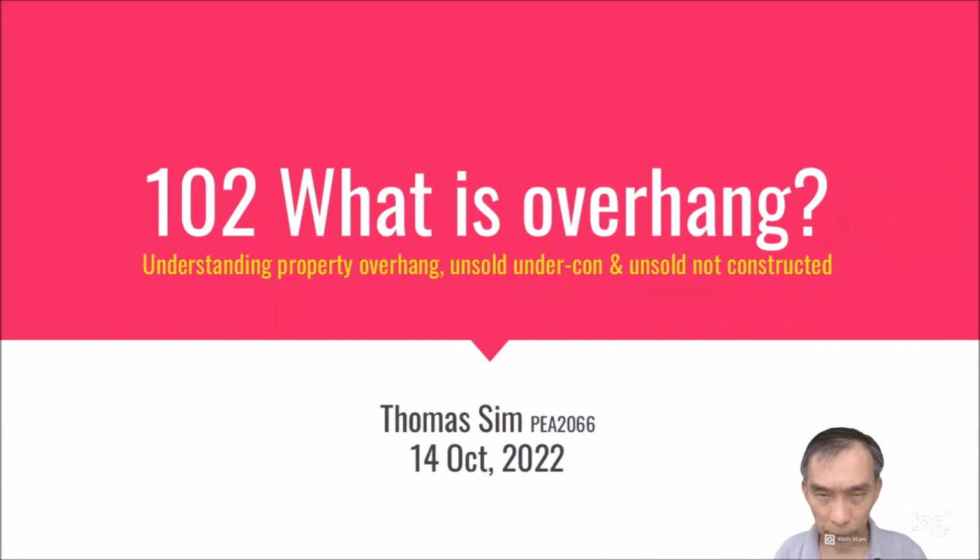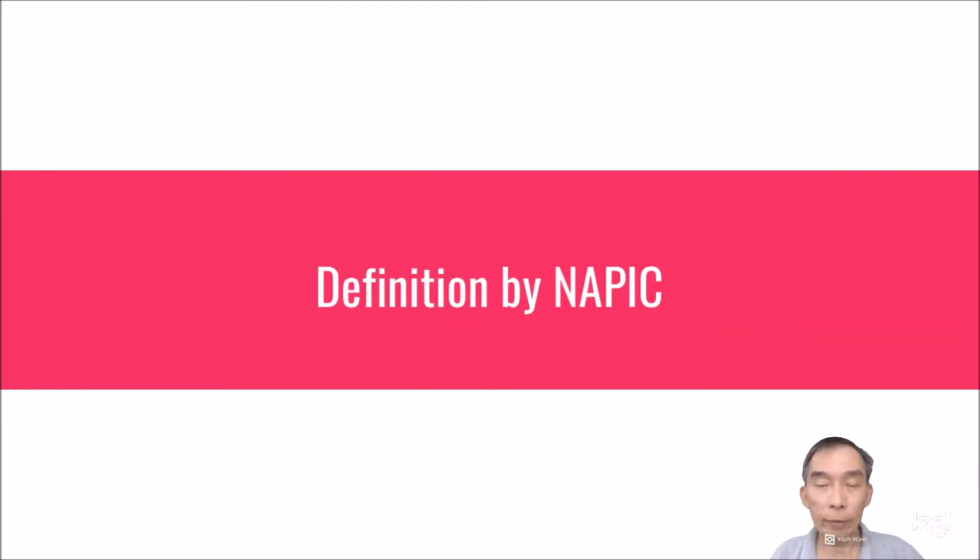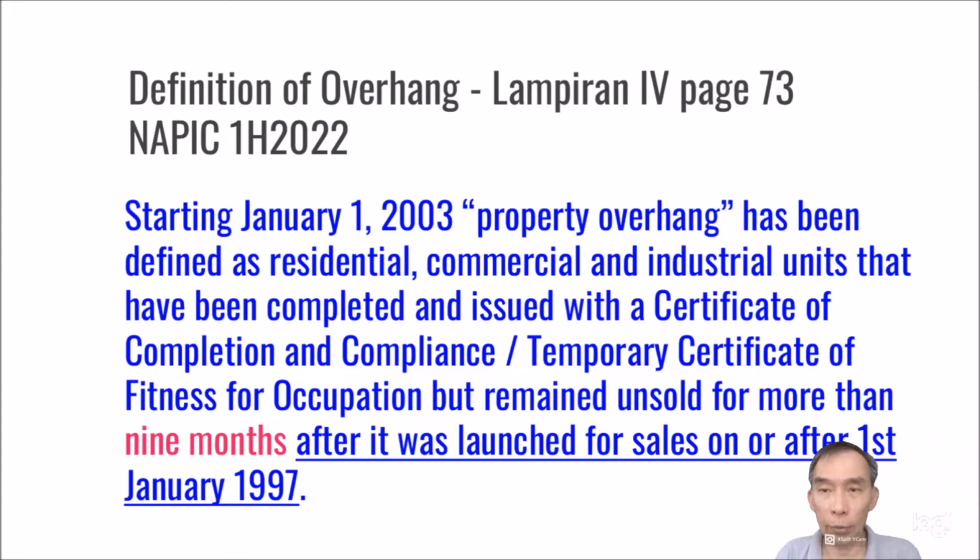So let me begin. Definition by NAPIC. What is NAPIC? NAPIC is National Property Information Center. This center is under the Ministry of Finance, and they collect figures for research and also for guiding the government on policy. So definition by NAPIC on overhang and unsold units, let us go through. The definition on overhang, which I got from Appendix 4, the Lampiran 4, page 73 of the NAPIC first half of 2022 report.